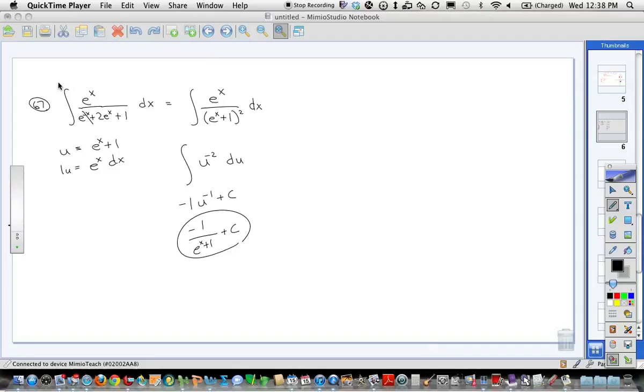Okay, what else? 59. Is that the one that says x and then, or is it the one in the packet? Is it the one in the book? Yeah. x tangent x squared dx. So we let u equal what?